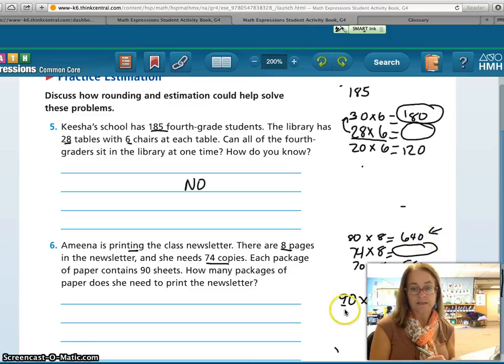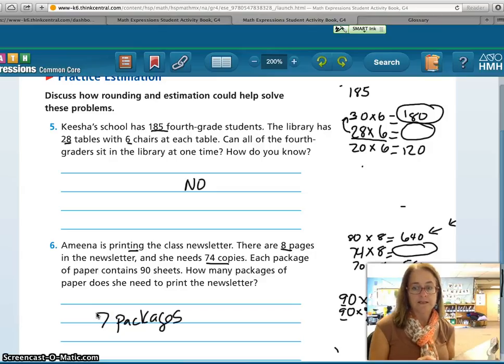If we did 7 packages, would that be enough? Let's look. Oops, that's supposed to be a 7. So 7 times 9 is 63. 630. That might be enough because it's more than this and less than this. Remember, this was too many pages and this was not enough pages. And our number falls right in between those two. So she could probably use 7 packages.